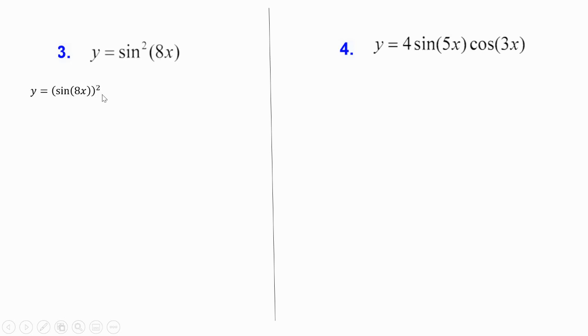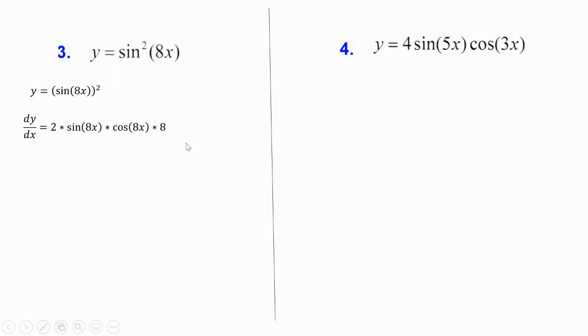So I'm going to use my good old chain rule here, right? I'm going to take 2 times the sine of 8x. Then I'm going to multiply that by the derivative of the inside function, which would be the cosine of the 8x. Then I'm going to multiply that by the derivative of the inside of that, which is 8. And that's why I have this 8 on the outside here.